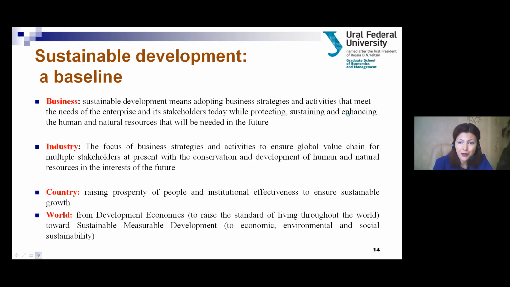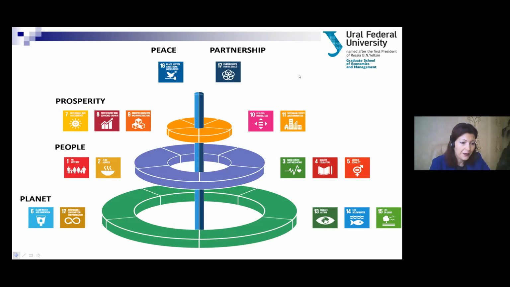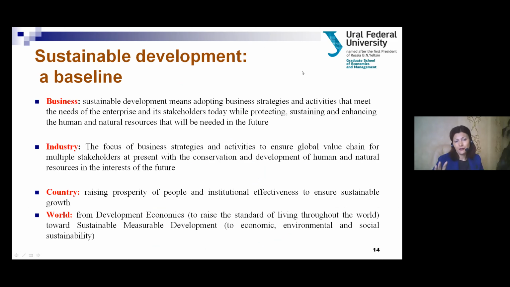So to sum up this part of our talk, I want to give you some baseline for business, industry, country, and world. When we talk at the level of the world, we are moving from development economics to sustainable, measurable development, to a balance between economic, environmental, and social indicators of prosperity. At the level of country, it's about raising the prosperity of people and institutional effectiveness to ensure sustainable growth.